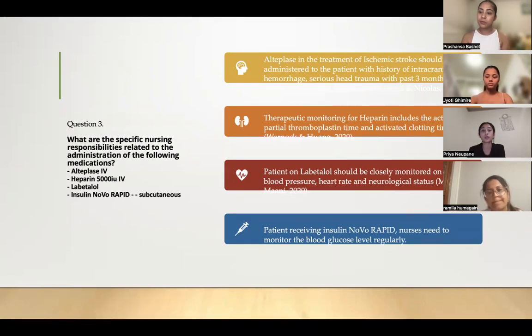When using Alteplase, which is also known as TPA, for the treatment of ischemic stroke, patients need to be assessed for any bleeding and hypersensitivity reaction. Neurological status and blood pressure need to be monitored during IV therapy.